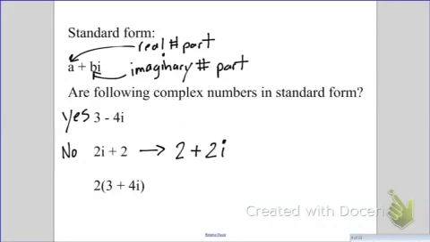Is the next one in standard form? I see the 3 comes before the 4i, but I have a 2 out in front. So again, the answer here is no. To put it in standard form, I would go ahead and distribute the 2 to both terms inside the parentheses. So I should have written 6 plus 8i.